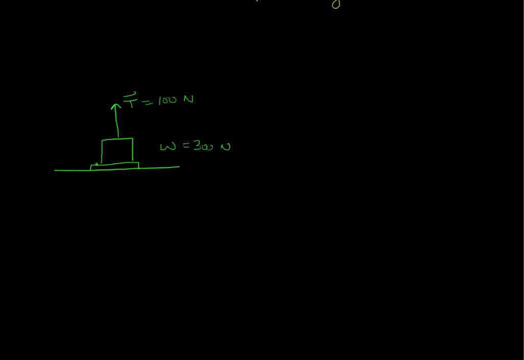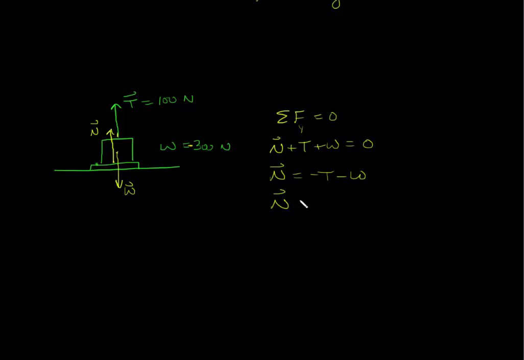All right, so we have some weight acting down, and then we have the normal. That's the scale pushing up. But then we also have tension. I already drew it, it's right here. So what we have to do is the sum of the forces in the y direction is 0. So we have the normal plus tension plus weight is equal to 0. Now remember, weight is facing down, so that's a negative. So we're going to get the normal equals negative tension minus weight.